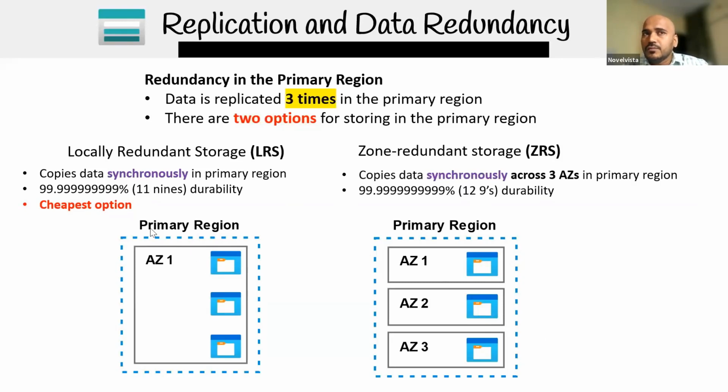Now, how does it help? If the primary data center is down, or if there's a power failure that converts everything to ashes, your data is gone. But in case of zone redundant, even if one data center is down, your data is still there in the other 2 data centers. So you will still be able to restore your data when Microsoft brings up the primary region. That's the difference between locally redundant and zone redundant. Zone redundant gives you 12 nines. This gives you 11 nines. This is a bit expensive. I will not say very expensive, a bit expensive. If this is $1, this is $1.2. That's the difference.